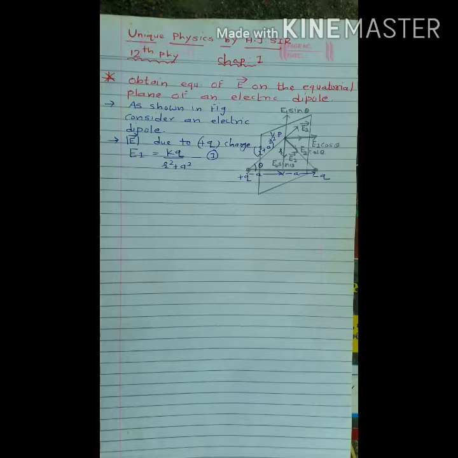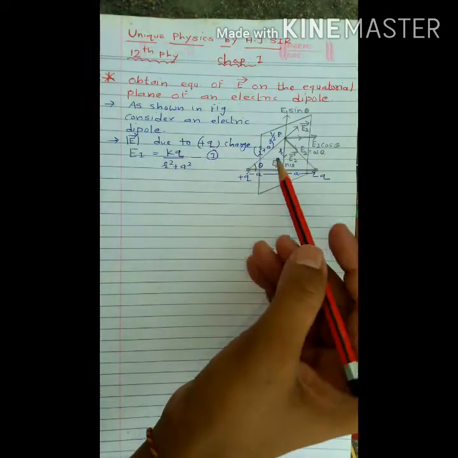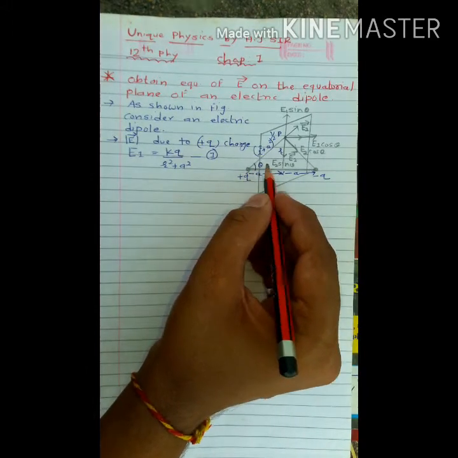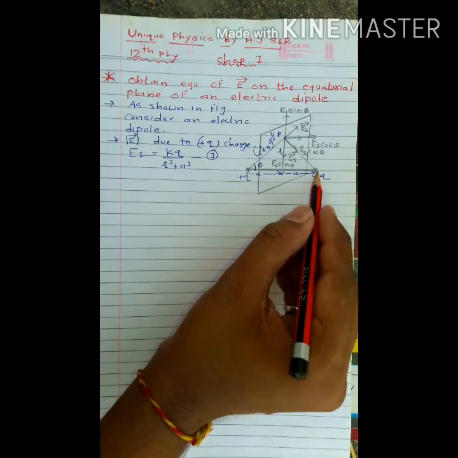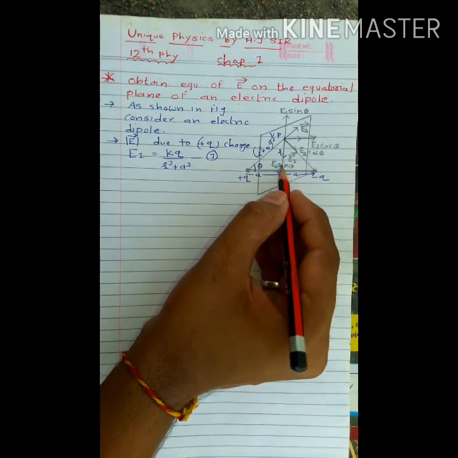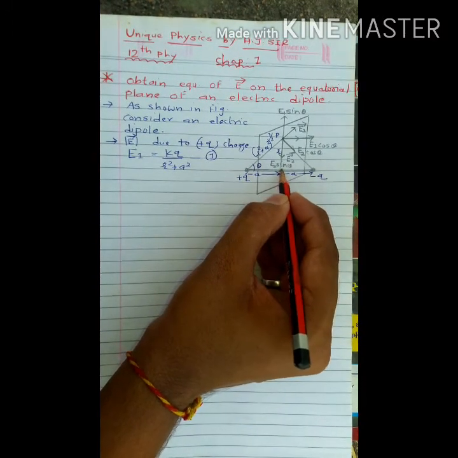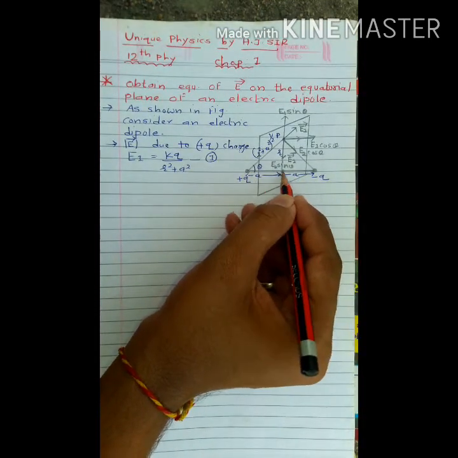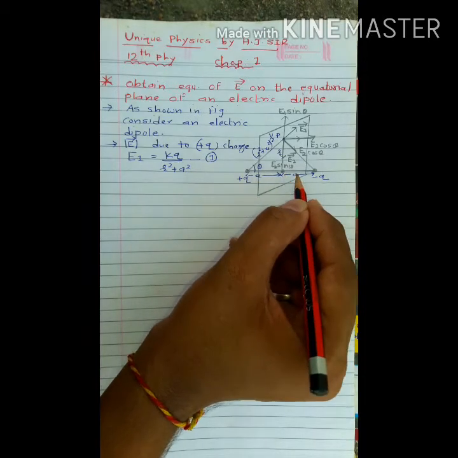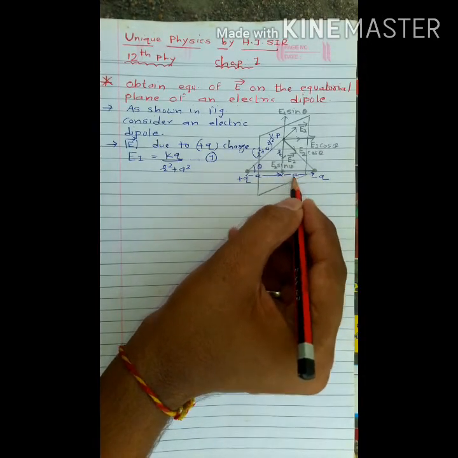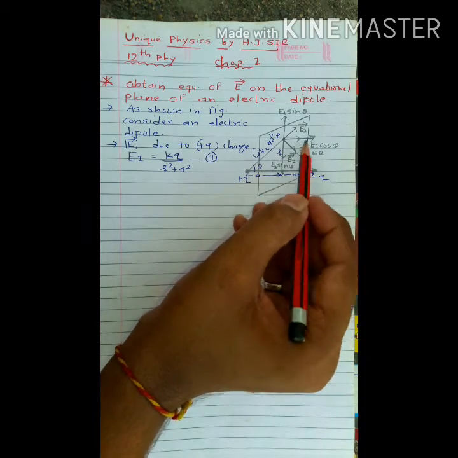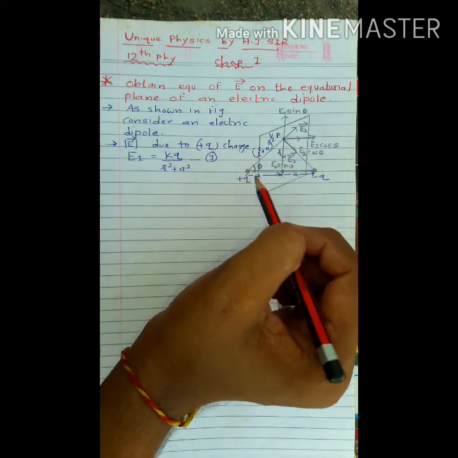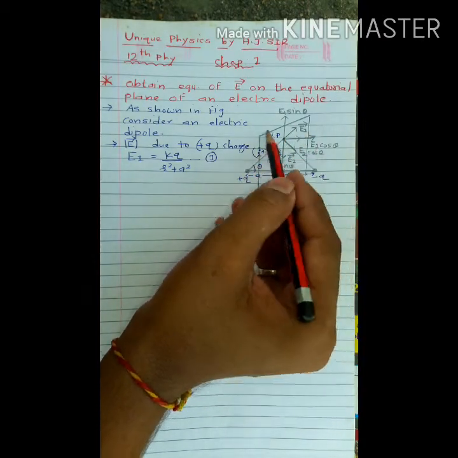Now here we are going to explain the figure of this question. See this figure very carefully. This is our positive charge of the dipole, plus q. This is our negative charge of the dipole, minus q. This is the center of the dipole, the midpoint of the dipole. The distance of plus q charge from this midpoint is a, small a, while the distance of minus q charge from this midpoint is also a. Now this is our equatorial plane. The perpendicular bisector of the dipole is nothing but its equatorial plane.